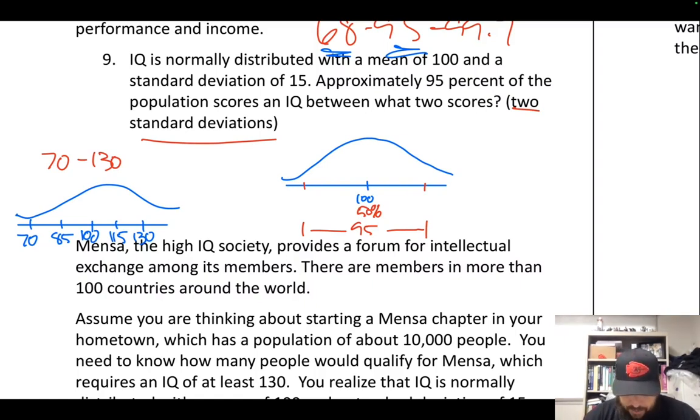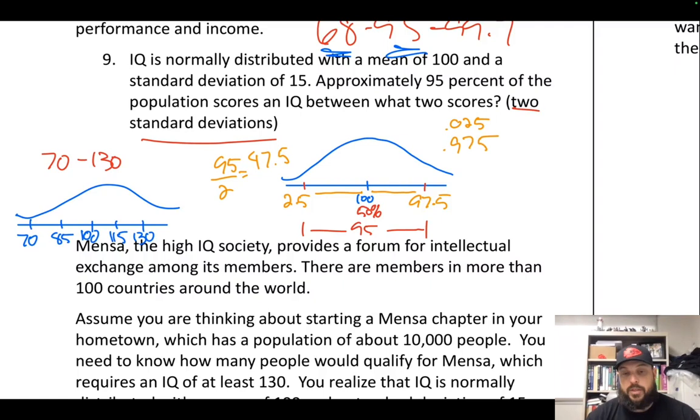Well, I'm going to split that 95 in half, which gives me 47.5. So that means going this way, that puts me at 97.5. And then when I go this way, I'm going to subtract, which puts me at 2.5. Well, then those are decimals. So 0.025 and then 0.975, which we can then go to our table and find those corresponding z-scores. So let's go ahead and take a look at that.